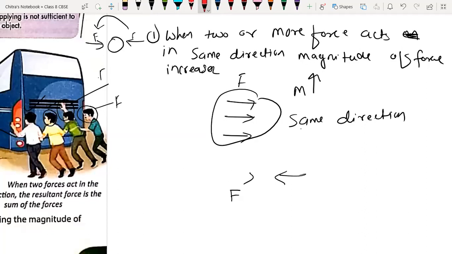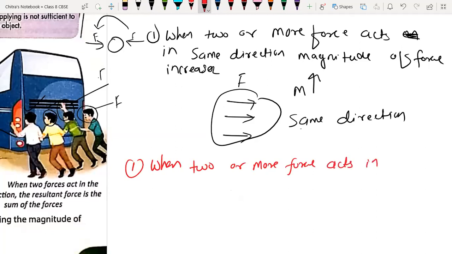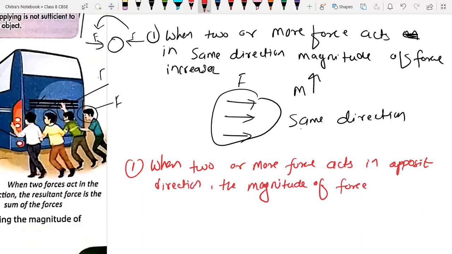Second point, I'm writing over here. Very important: when two or more forces act in the opposite direction, then the magnitude of force, which means the value of force, decreases. I hope you understood that very important concept, everyone.